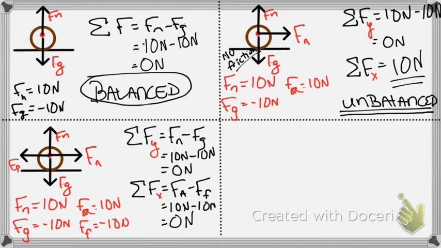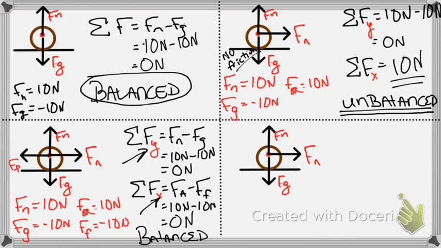So if both our y and our x are 0, what do we call this? It's balanced. If it wasn't already moving, it would stay still. This means it's either going to continue moving at a constant velocity or stay still. There will be no change of velocity here.